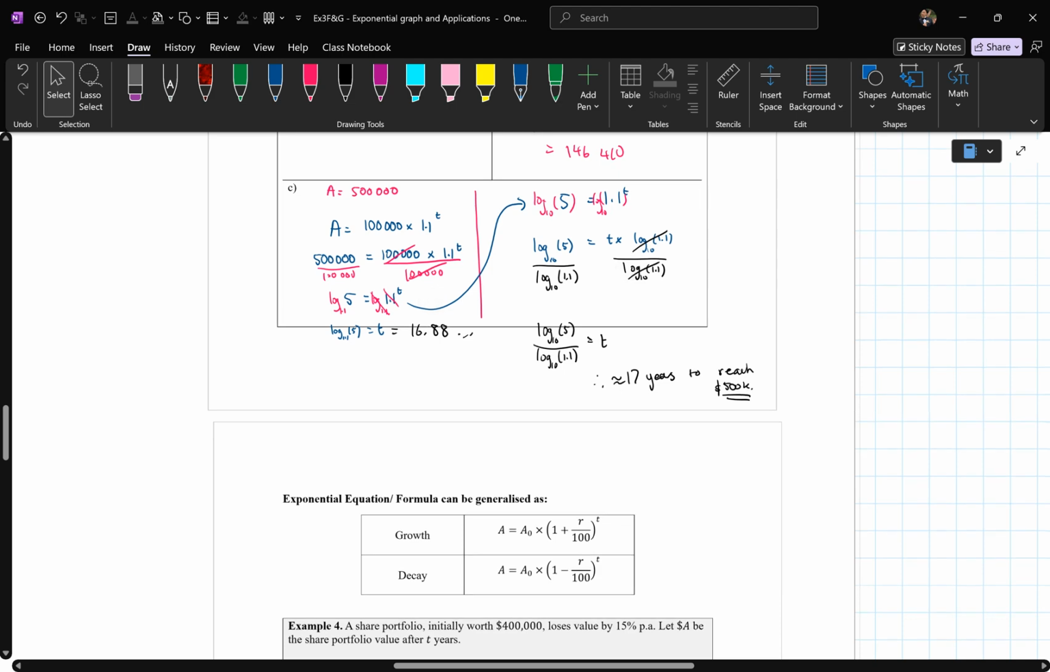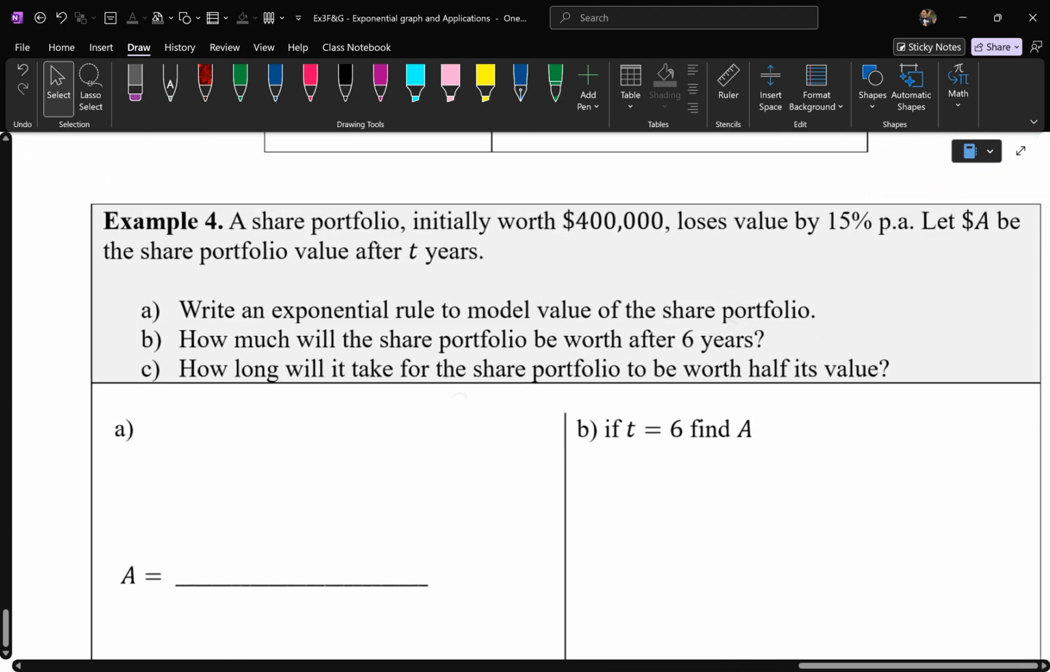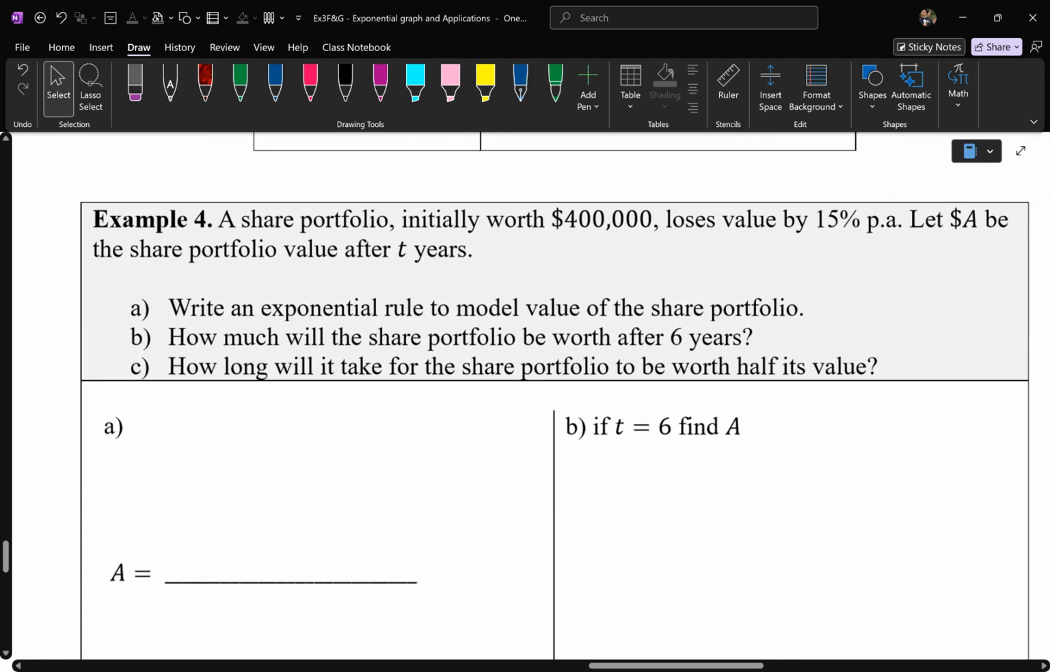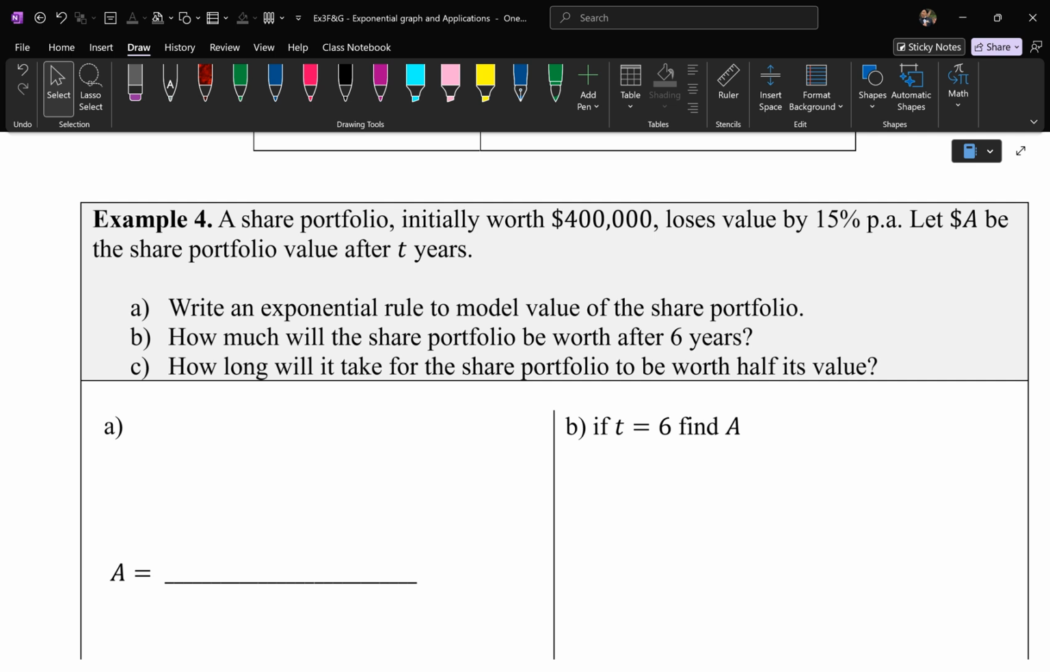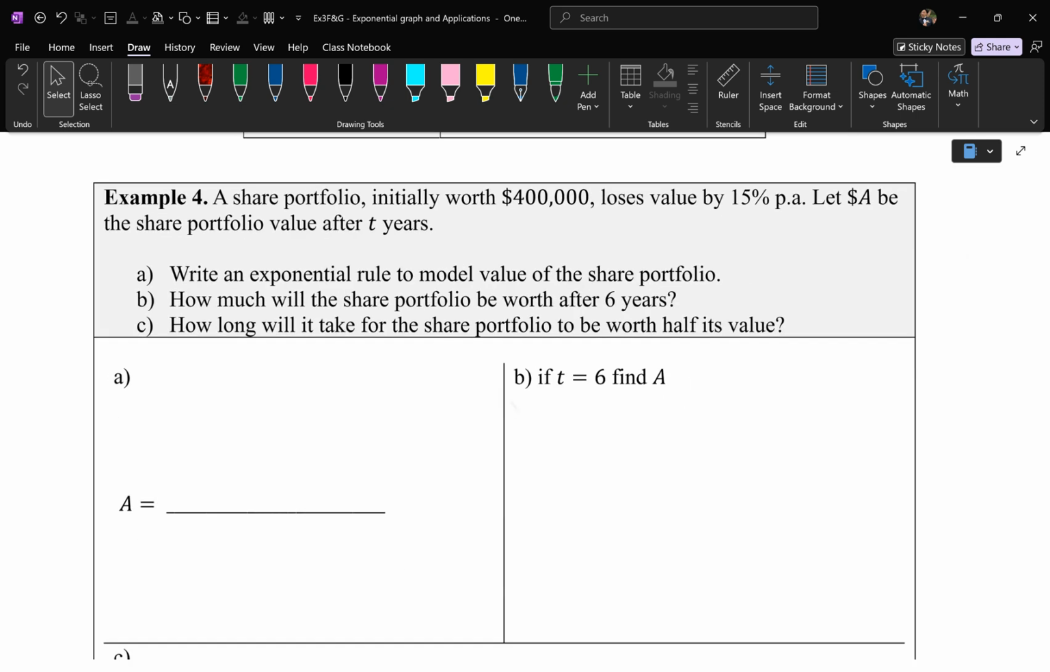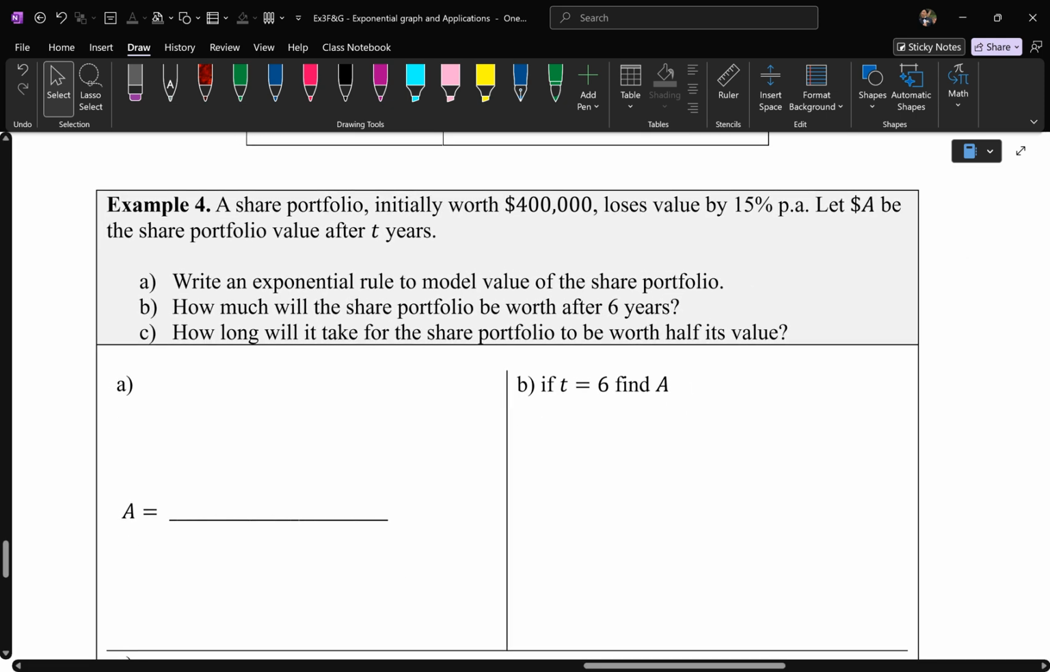Have a go with the second one. I'm going to pause the video. The second one is a decay problem. So growth was you added on. Well, how do you solve it if it's losing now? If I'm losing by 15%, what changes? I want you to think about it. Have a go. That's exercise 3G.